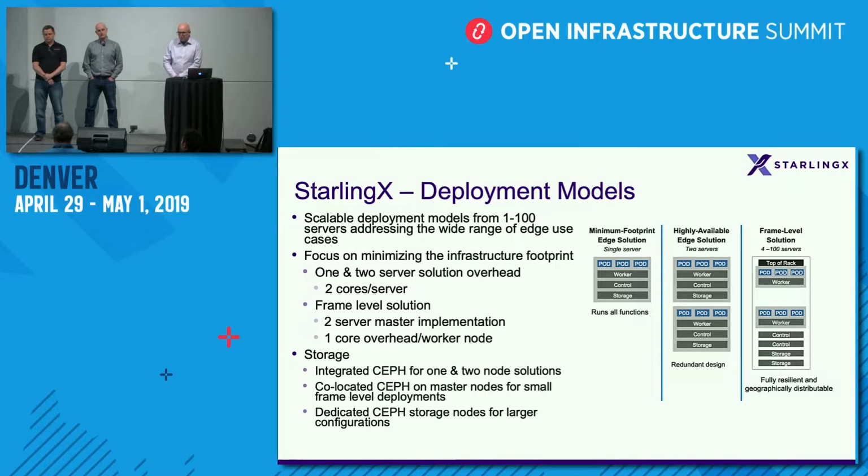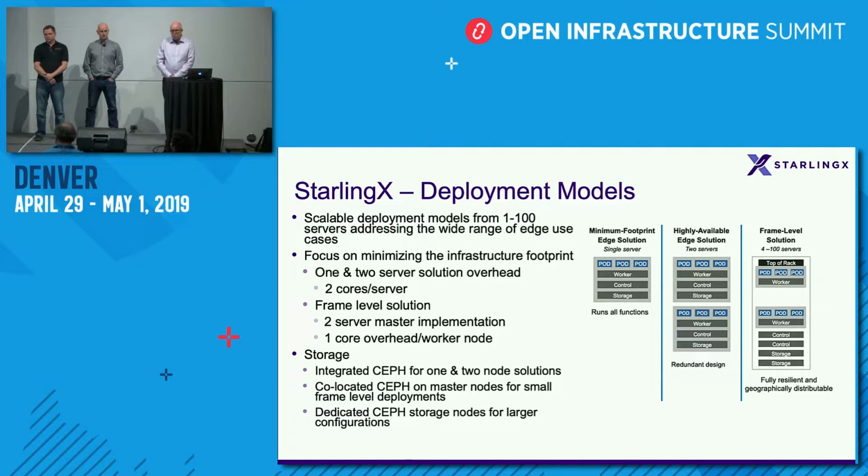So just want to talk a little bit about our different deployment models. We have a very scalable architecture. We can start with as small as one server, which combines the control, compute, and storage function. Then there's a 2-node variant of that, which basically provides you a highly available one-node solution. And then we can scale up to a frame-level solution, all the way up to 100 nodes for the edge.